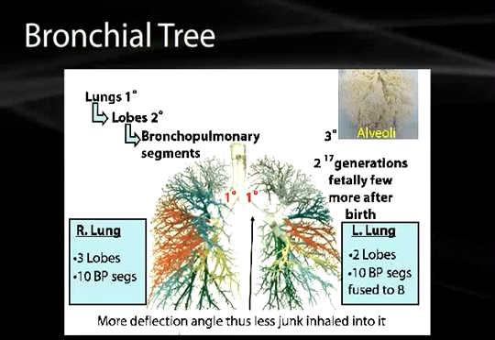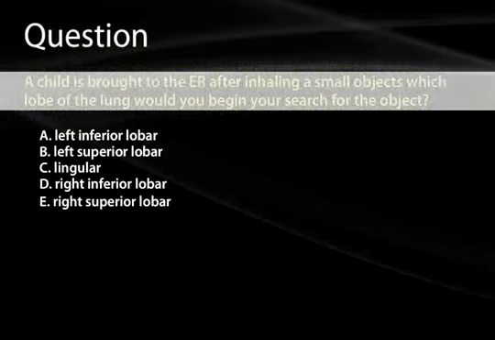Now, this is just a picture of a negative casting of the alveoli to show how much space and surface area there is associated with just one lobe of a human lung.